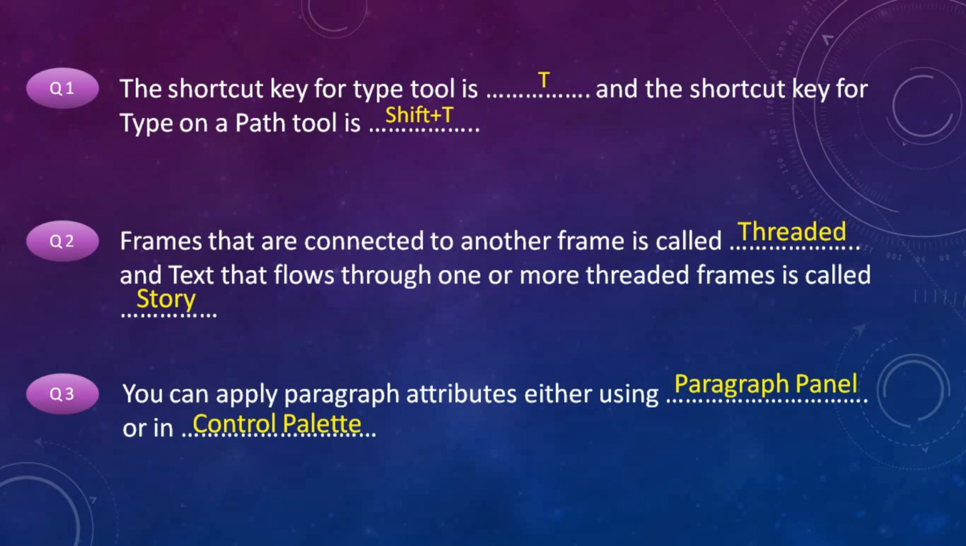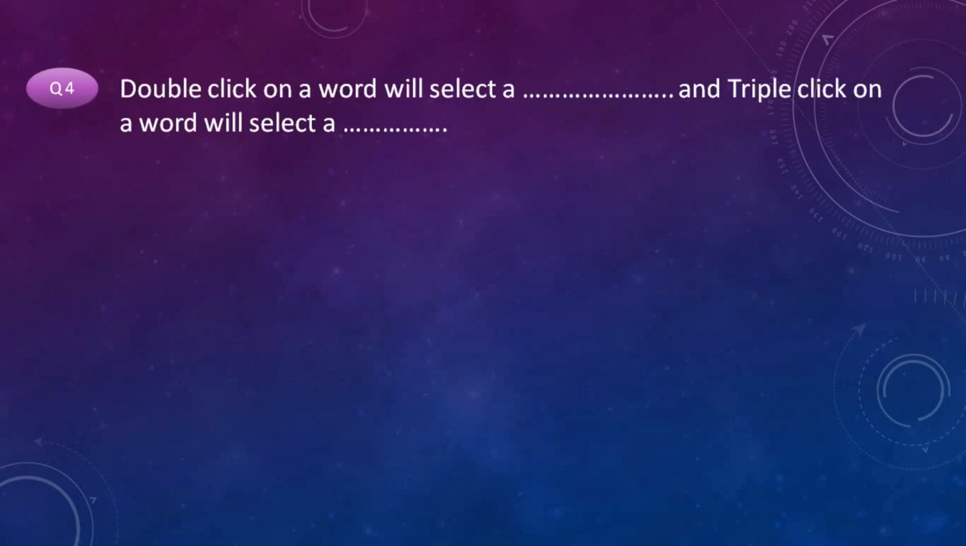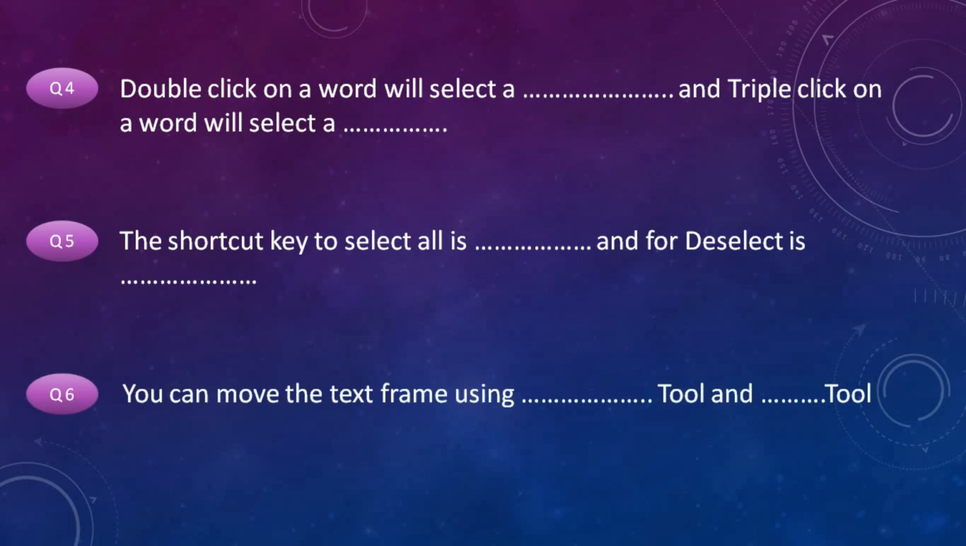Moving on to the next questions. Double click on a word will select a dash and triple click on a word will select a dash. The shortcut key to select all is dash and for deselect is dash. You can move the text frame using dash tool and dash tool.